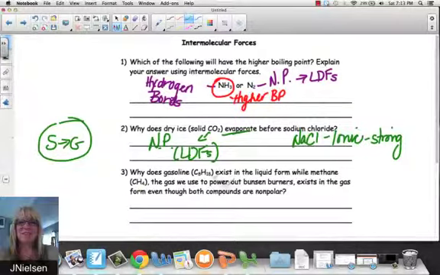Why does gasoline, C8H18, exist in the liquid form while methane, CH4, the gas we use to power our Bunsen burners, exist in the gas form, even though both compounds are nonpolar? Well, what did I say? If they're both nonpolar, look for the one that's got more electrons.